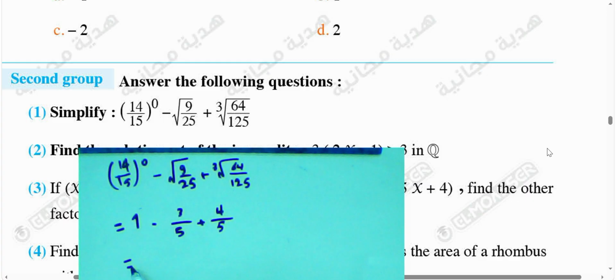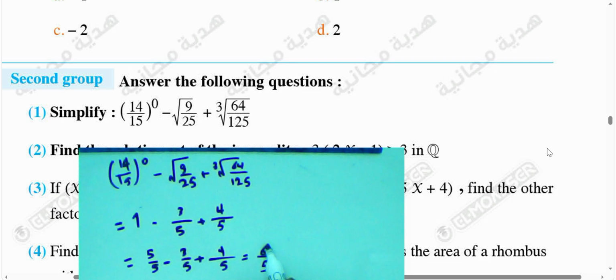And then you can collect. Right here 1 is 5 over 5, subtract 3 over 5, plus 4 over 5. Write 5 in the numerator. 5 minus 3 is 2. 2 plus 4 is 6. 6 over 5 is 1 and the remainder 1. Then the result will be 1 and 1 over 5.